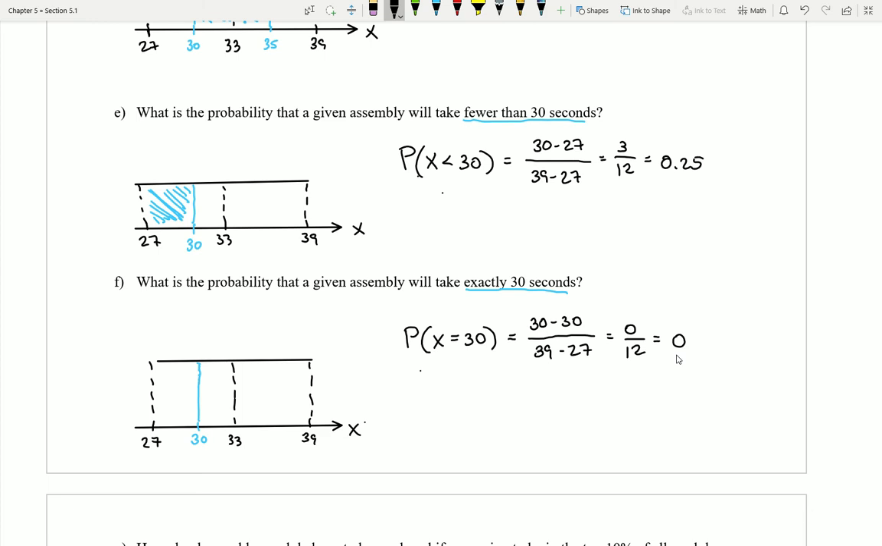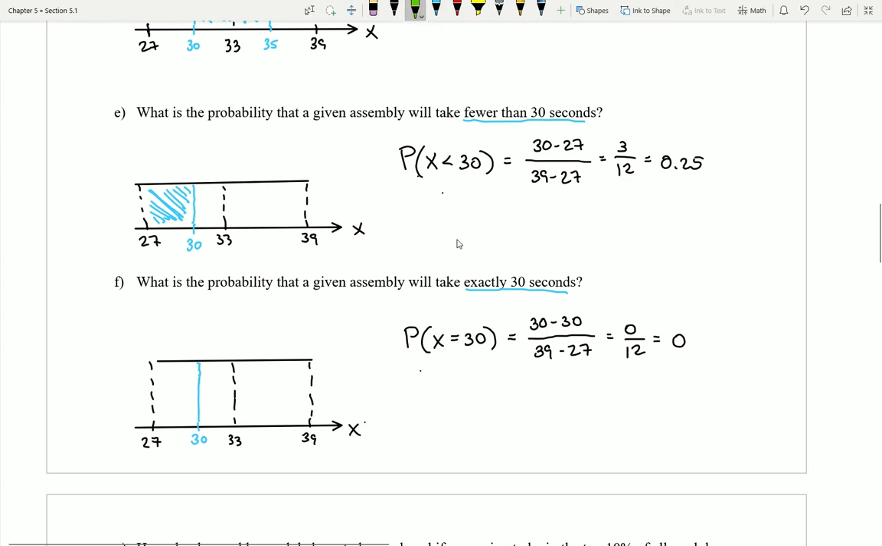Zilch. Not gonna happen. This is a very strange fact, because this is something that actually will be true in every single continuous distribution. The probability of exactly 1 moment happening, of exactly 30 seconds, is going to be 0. Notice I get the same thing if I asked, what about exactly 33? Not going to happen. Instead, I have to look at ranges of values.